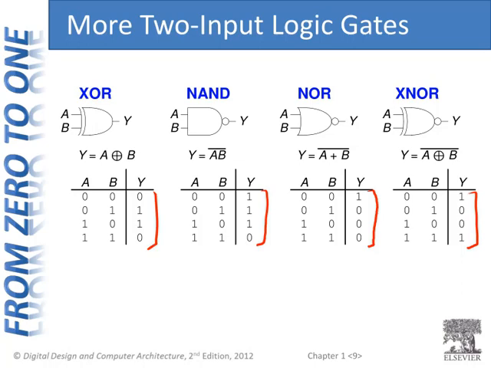One other thing to note here is that XNOR is also known as the equality gate because it will output a true value when the inputs are equal. So both 0 or both 1. XOR is also sometimes referred to as the inequality gate. Its output will be true when the inputs are not equal, and will be false when they are equal.